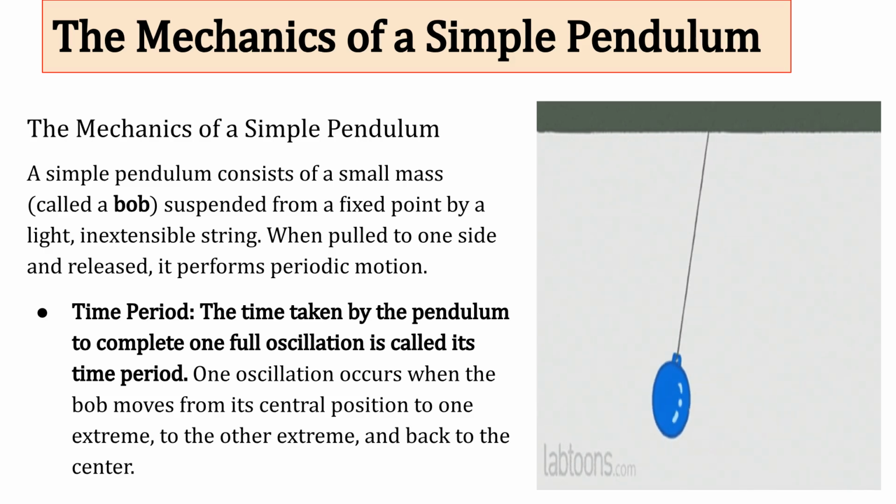Hello, friends. Let's learn time, motion, and speed, and its key physics concepts. What is the mechanics of a simple pendulum?